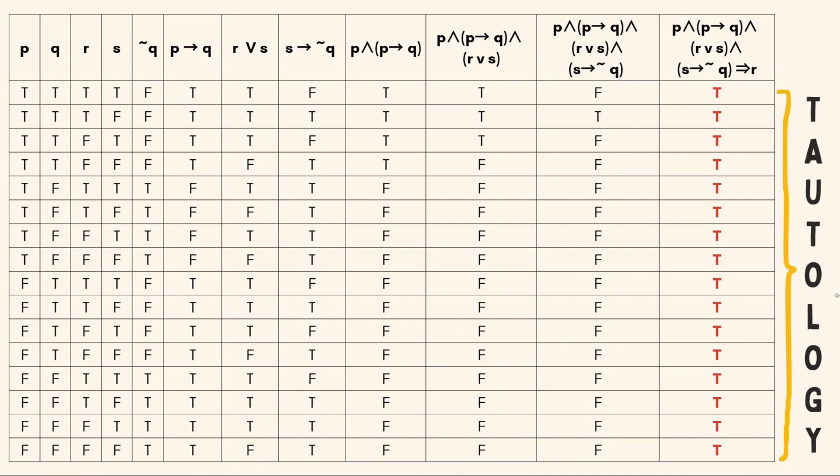For the fifth column, we have negation Q. We will combine all the statements together until the last column, where we represent the conclusion, which is R, and we will get true. Since in the final column we get all true, that means our argument is valid.